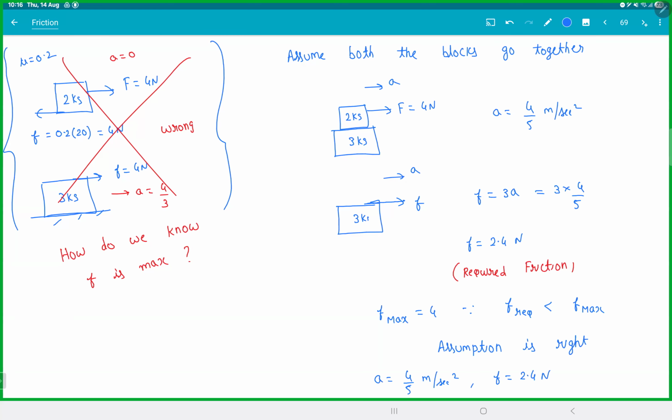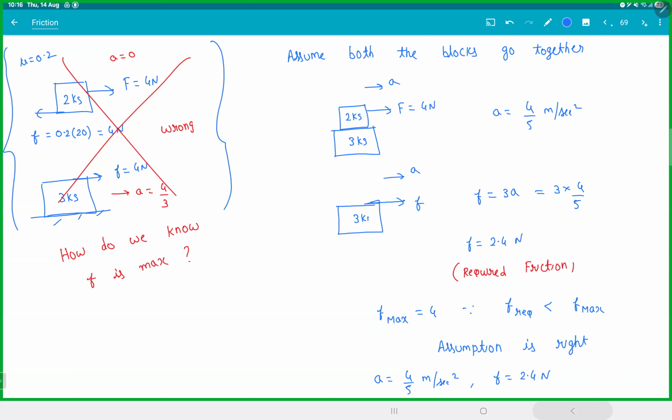Are you clear, everyone, how we proceeded with this? You cannot directly write F max and start solving the problem. There is no guarantee they are slipping. So you have to start with an assumption: let them go together. Then you find the required friction. Friction is asking, give me 2.4 if they want to go together. Clear? But I can give you 4. So the problem is solved. My assumption is right and friction is 2.4.